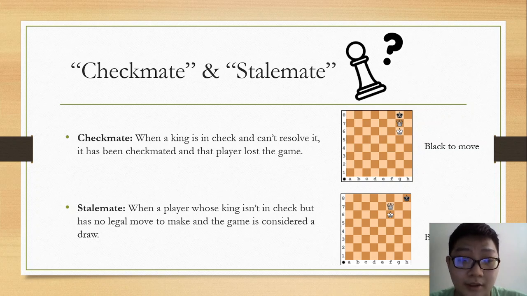However, stalemate is when a king that is not checked but does not have any legal move to make without checking himself in his turn. Then the game is considered a draw instead. From the board here, the black king had nowhere to move when it is his turn without checking himself.